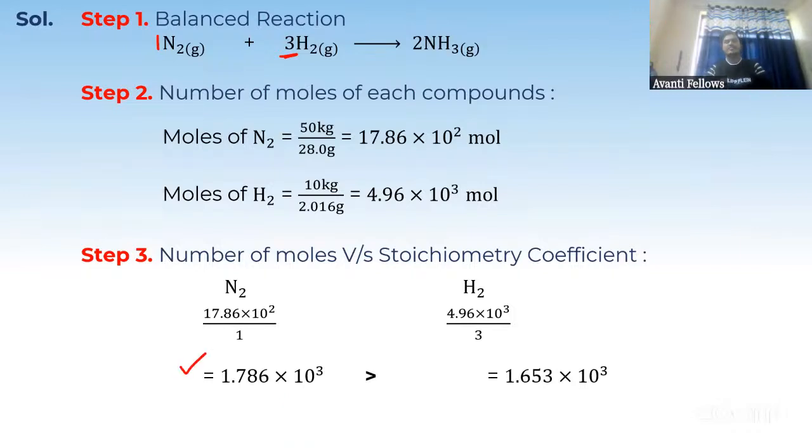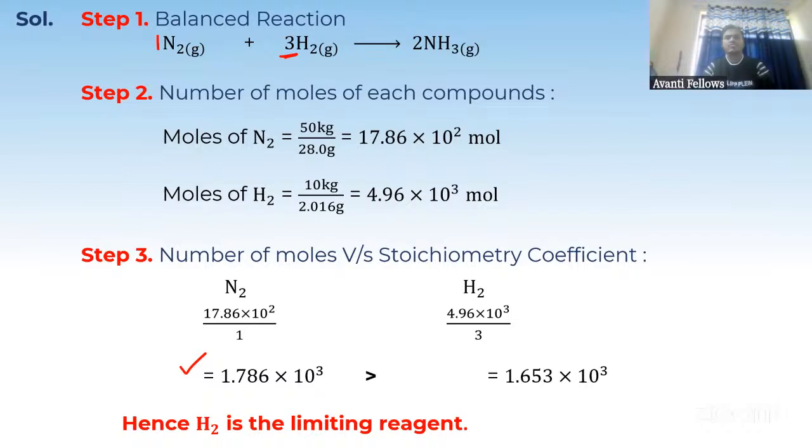So the number of moles according to the stoichiometric coefficient in nitrogen is more as compared to hydrogen. So we can say that hydrogen is the limiting reagent here. So is this clear to everyone? How we find the limiting reagent? Confirm once, everyone. Is this clear? Yes. Yes, sir. Good. So this is how we can find the limiting reagent.